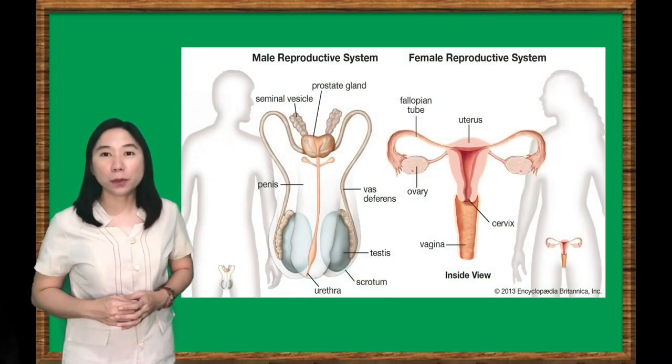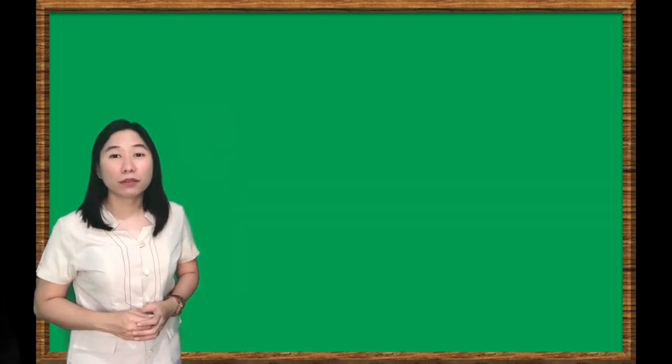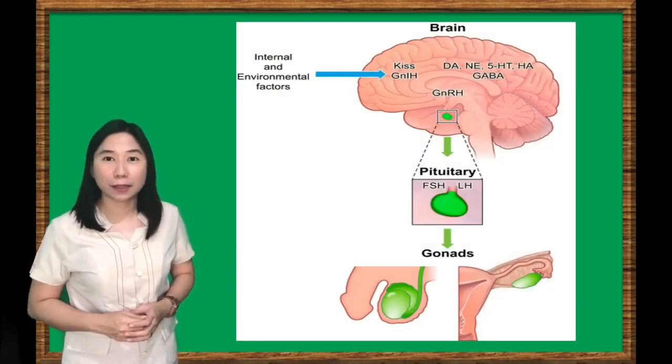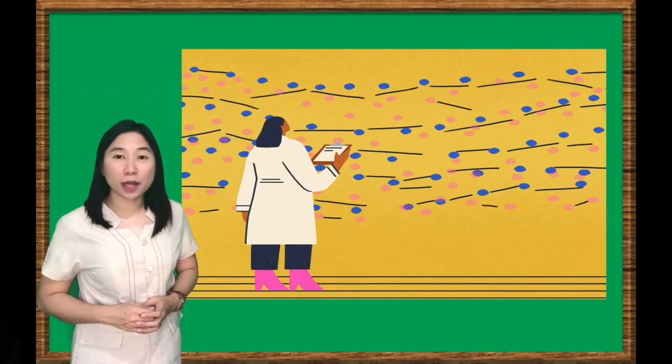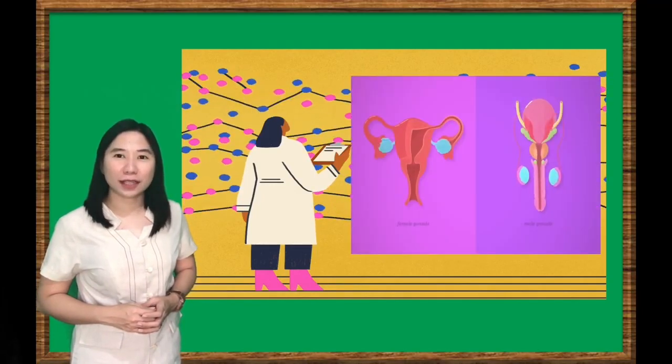Always remember that hormones play an important role in both male and female reproductive systems. With the help of the hypothalamus, the pituitary gland controls the functions of both the testes and the ovaries. These hormones keep the reproductive system properly functioning.